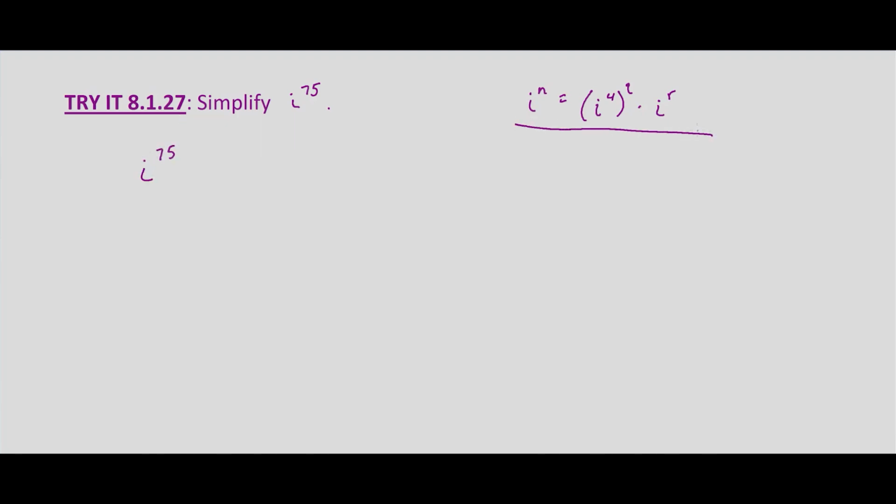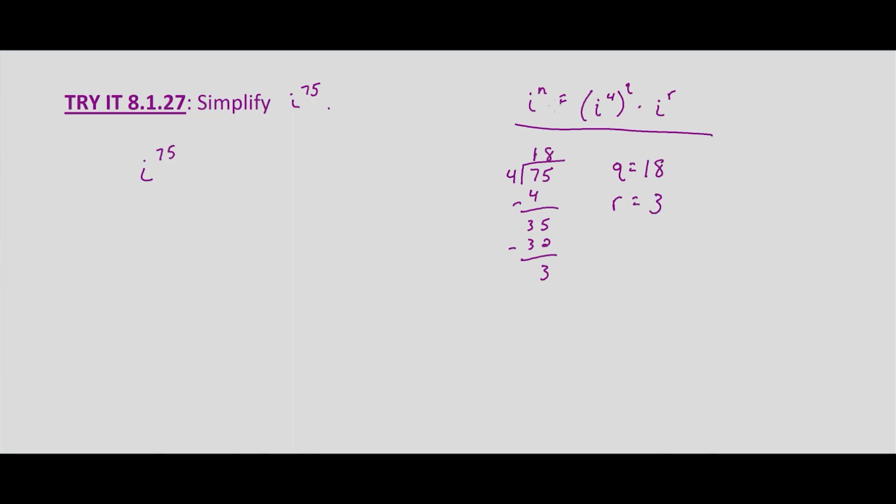So how do we do that? Well, for i^75, let's take 75 divided by 4. What does that give us? That gives us 18 with a remainder of 3. So in this case, q, the quotient, equals 18, and the remainder, r, equals 3.